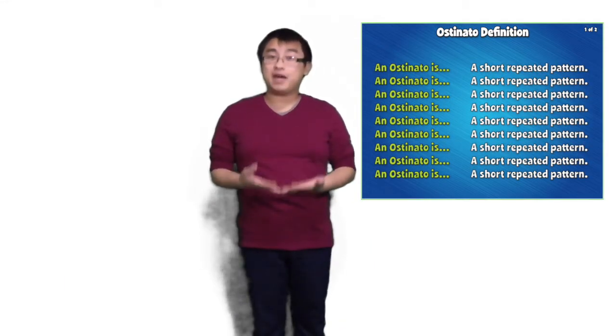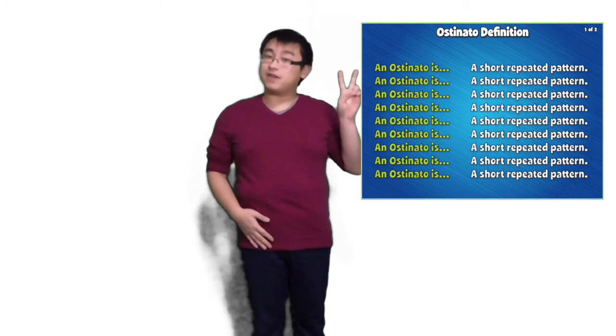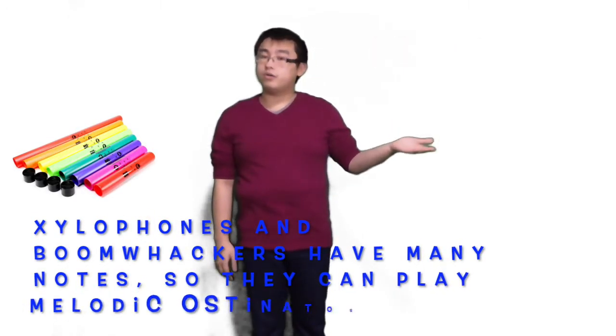Short repeated pattern. There are two types of ostinatos, rhythmic as well as melodic. Whereas rhythmic ostinatos focus on just the rhythm, for example, ta, ta, ti, ti, ta. A melodic ostinato has rhythm and melody or notes.